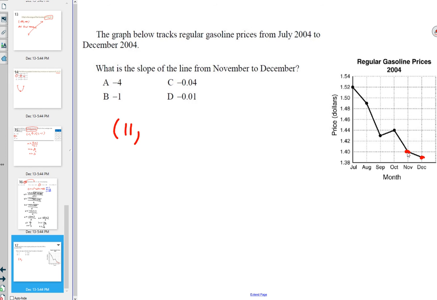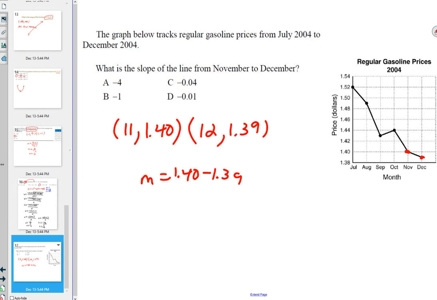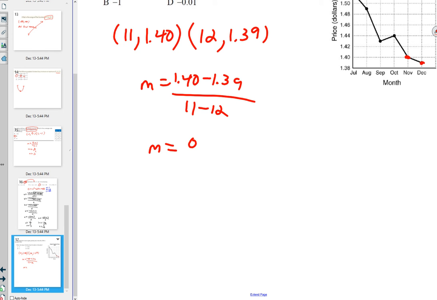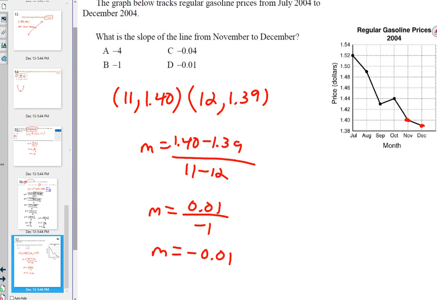And then what's the price in November? $1.40. What month is December? 12th month of the year. And then that price there appears, and there's no way to be sure, but it looks like it's $1.39. That's the best guess we can take, $1.39. So what is the slope of that line from November to December? 140 minus 139 over 11 minus 12 is 0.01 over negative 1, which is negative 0.01. The price went down by a penny.